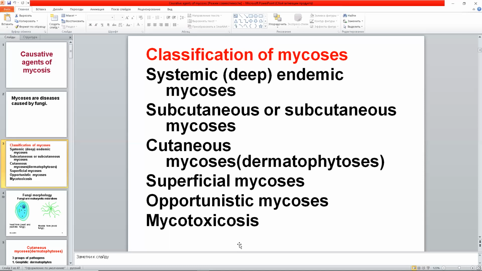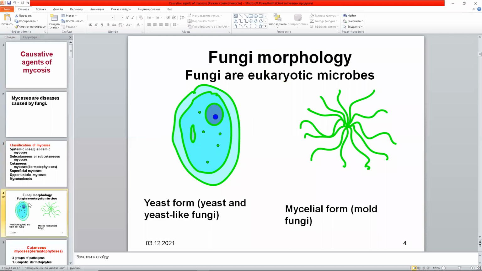By your program, we will study just this group, cutaneous mycosis, dermatophytosis, and from opportunistic mycosis, you will study candidiasis. They are very common, so you should know them. And I am going to remind you of fungi morphology.